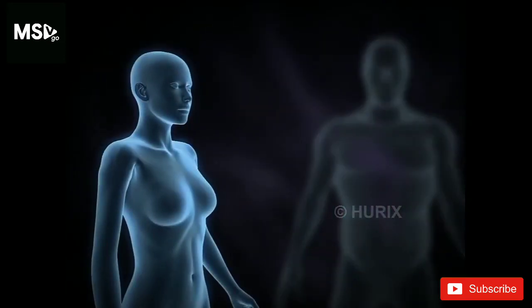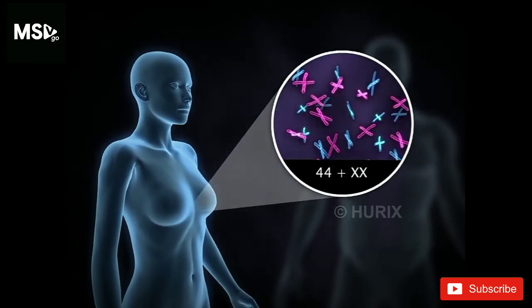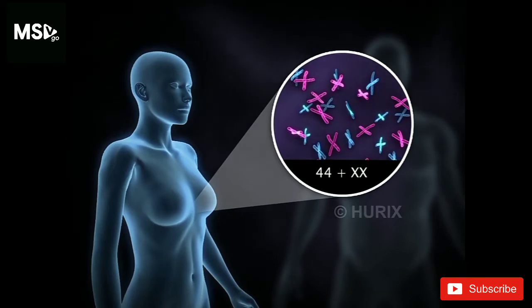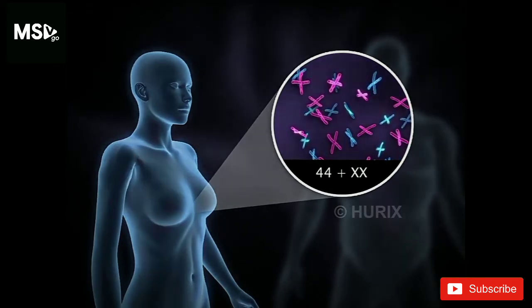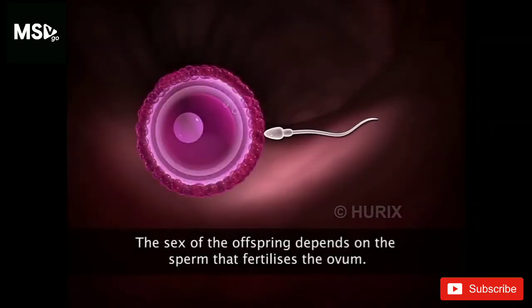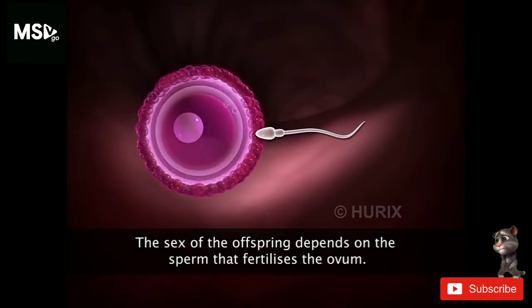The human female contains 44 autosomes plus 2 X chromosomes. So, all gametes formed by the female will have X chromosomes. The sex of the baby depends on the sperm that fertilizes the ovum. The ovum contains 1 X chromosome and 22 autosomes.